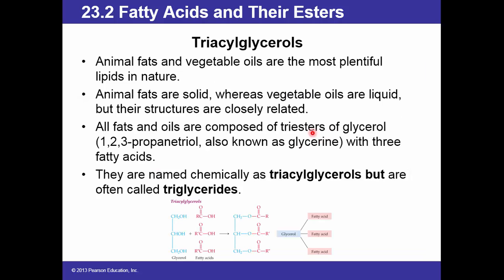Know this property. Now, triacylglycerols, animal fats and vegetable oils are the most plentiful lipids in nature. Animal fats are solid, whereas vegetable oils are liquid, but their structures are closely related. All fats and oils are composed of triesters of glycerol, 1,2,3-propanetriol. This is the IUPAC name, if you remember, also known as glycerin, with 3 fatty acids. They are named chemically as triacylglycerols, but are often called triglycerides. And this is their structure.